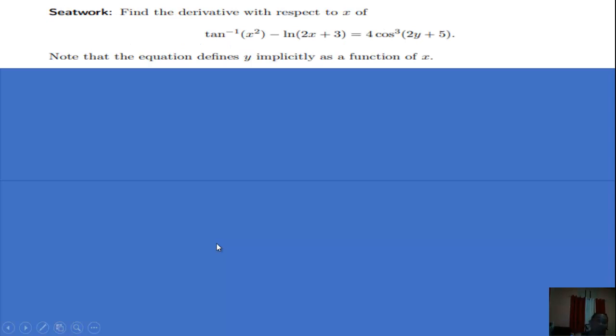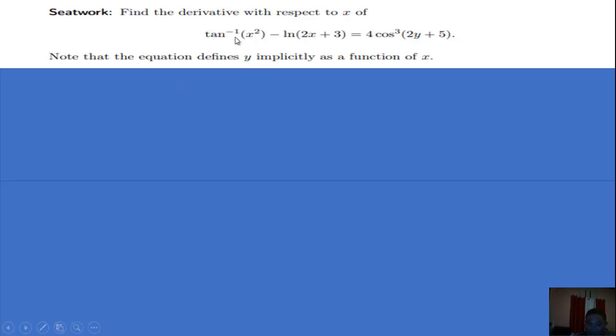Now, your assignment is to find the derivative with respect to x. Kindly comment your answer or kindly post your answer down below. Thank you. We have arctan of x squared minus ln of 2x plus 3 is equals to 4 cosine cube of 2y plus 5. Find the derivative of that.